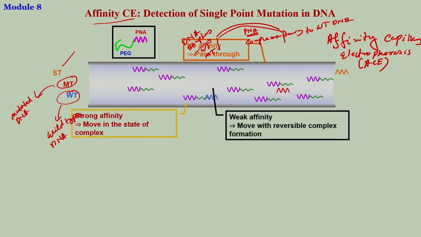Here the complex is moving, this is weak interactions coming and then moving out. This has no interaction, it will go straight without any blockage. Okay. So, strong affinity moves in the state of complex, weak affinity moves with reversible complex formations. So, forming and then unwinding, forming and unwinding, and that is how it is going.